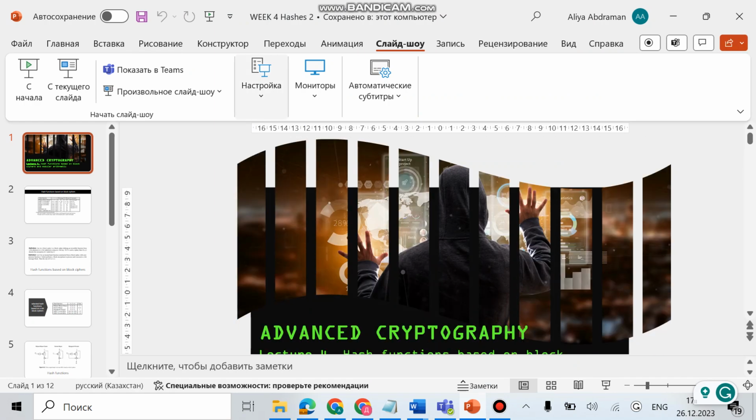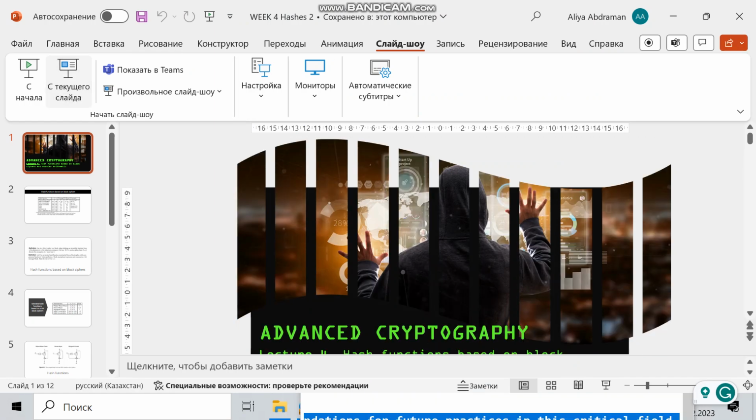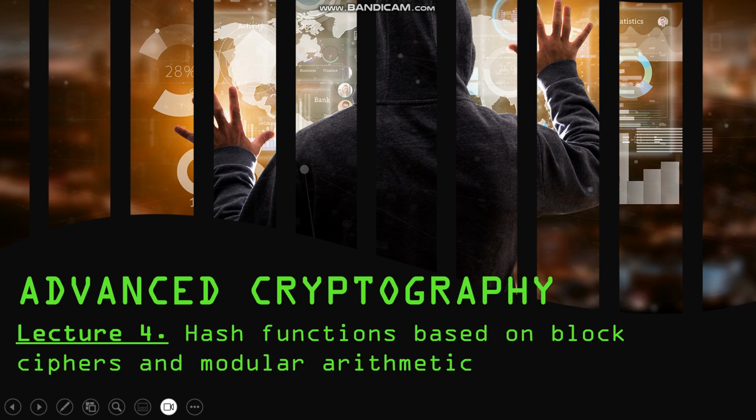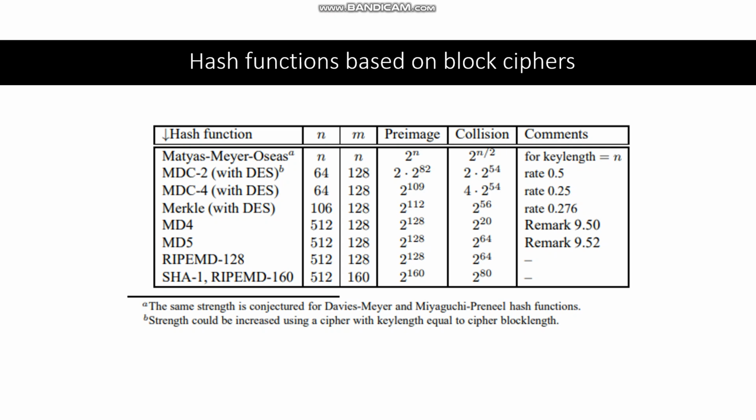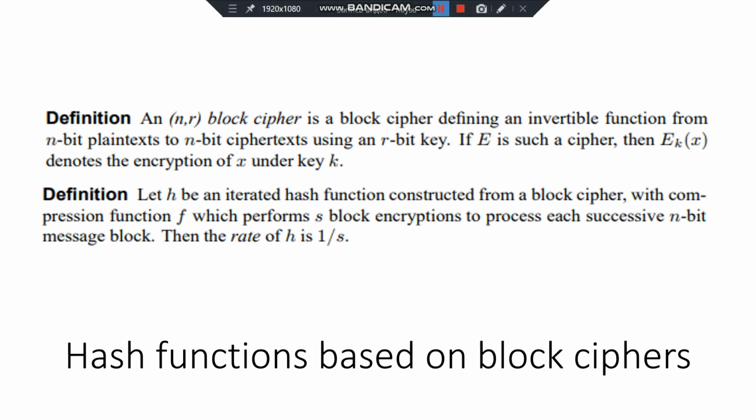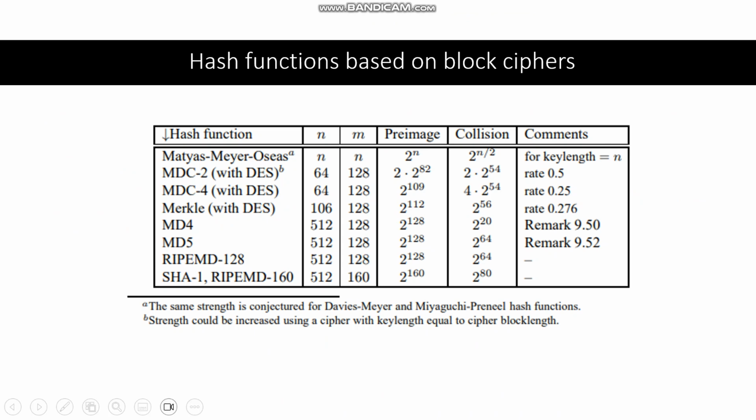Okay, guys, today we will talk about lecture 4: hash functions based on block ciphers and modular arithmetic. We move from general properties and constructions to specific hash functions. In this lecture, the subclasses of unkeyed hash functions, known as modification detection codes (MDCs), are considered.